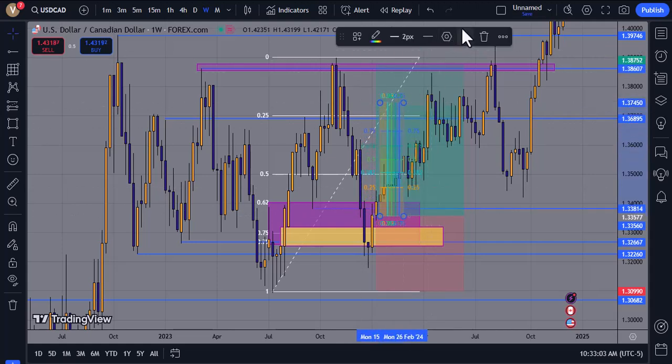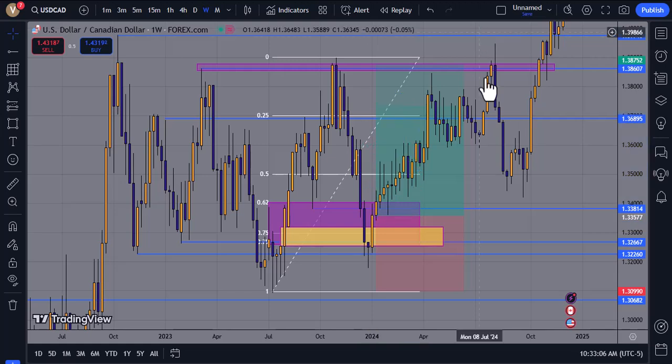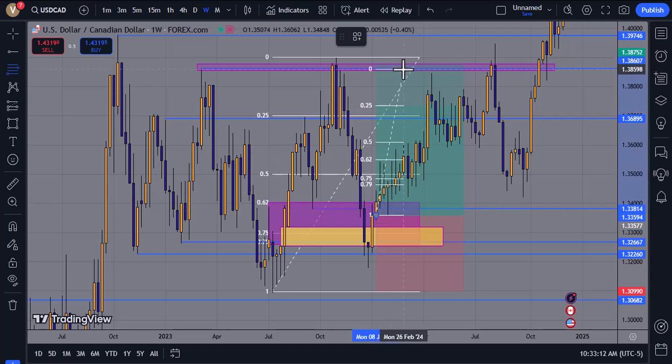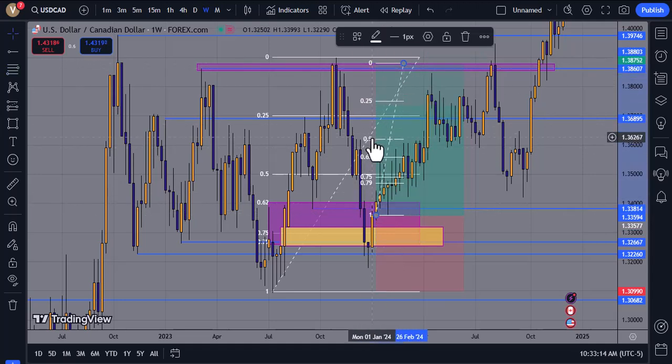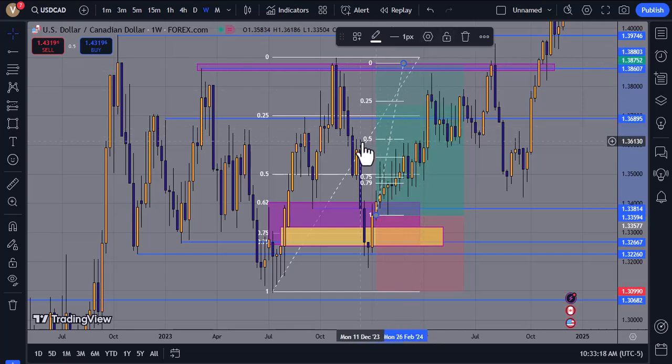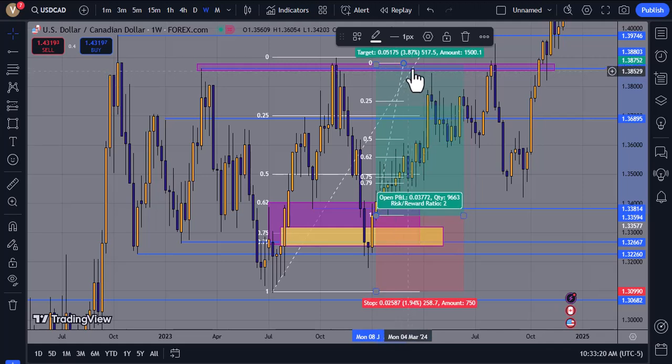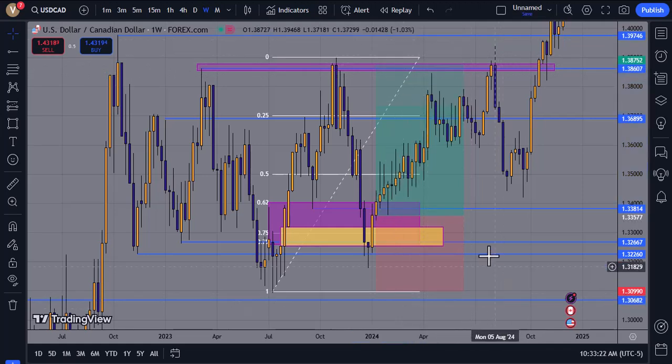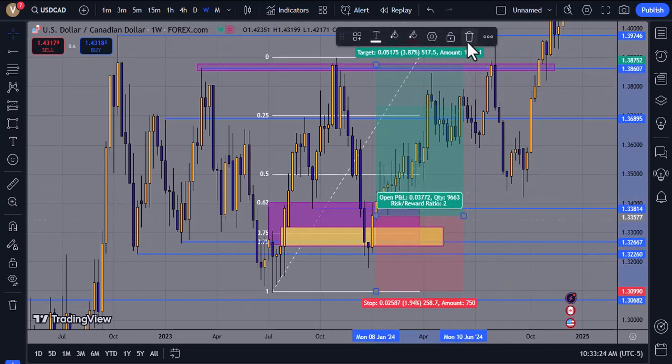Okay, I need to edit it, but I can't do that now. So let's say using this, let me use my fib from here to this point. Where is your target? Just take your profit at this point, this 50%. Then after you must have taken your profit at 50%, you can scale it off. So that's it, and this one worked perfectly fine.